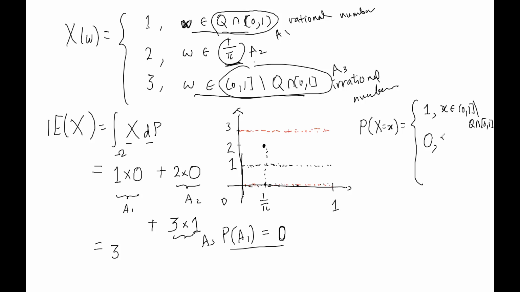Measure for x in Q intersect [0,1], union 1 over pi. You probably will have to write something like this, and then if you ask people to find the expectation of x, it will be difficult for the students. If you think about yourself as a first year student, you see something like this, and I ask you to find the expectation of x. How are you going to do this?